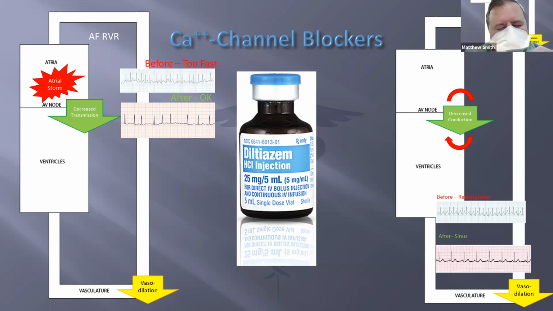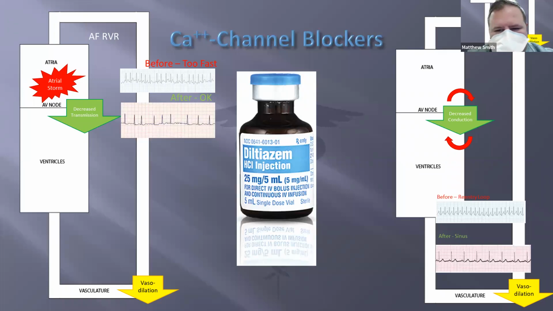If we kind of narrow the window that those electrical impulses have to be conducted down to the ventricles, we'll decrease the ventricular firing rate. And again, it's the ventricular firing rate that we're interested in controlling, because that's what's going to determine the heart rate. So, okay, that's one, when we have atrial fibrillation with rapid ventricular response.